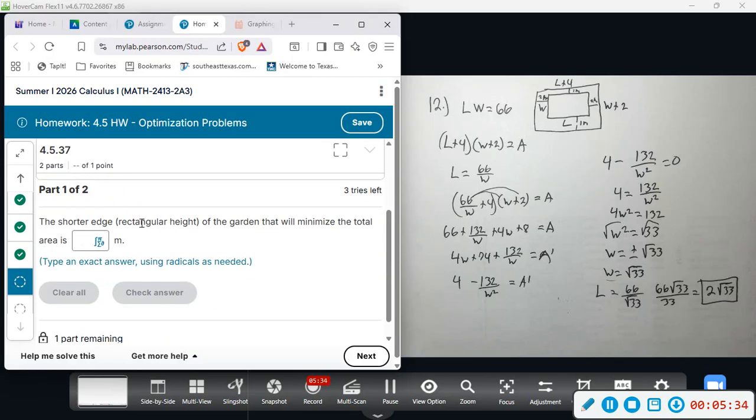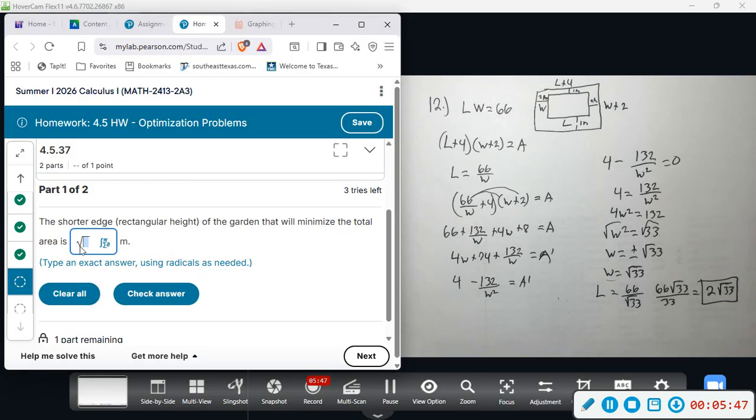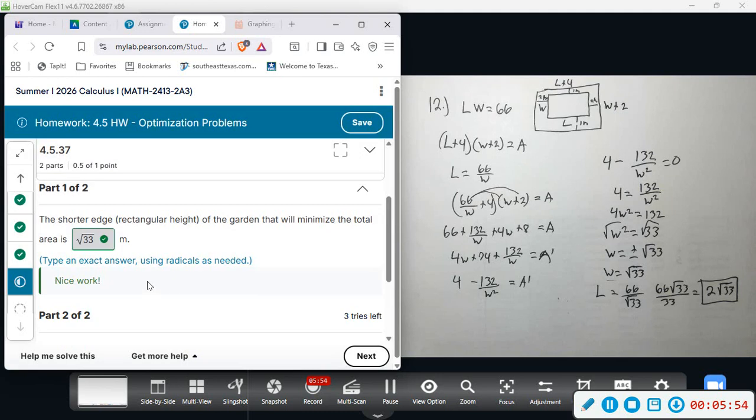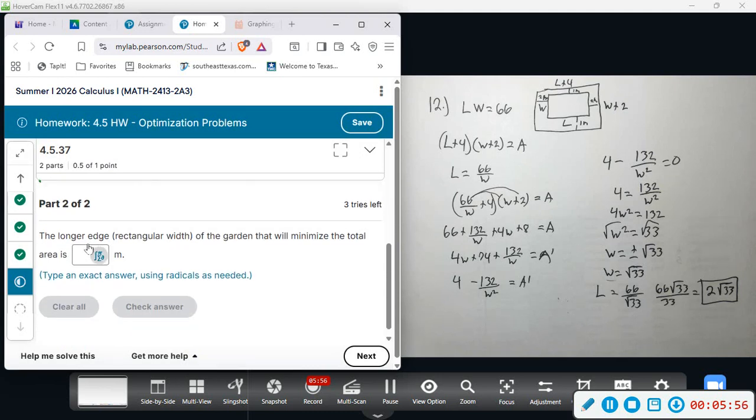All right, so the shortest edge of the rectangle, which I'm calling the width, that's the shortest edge. The width is square root of 33. And then the longer edge is 2 square roots of 33.